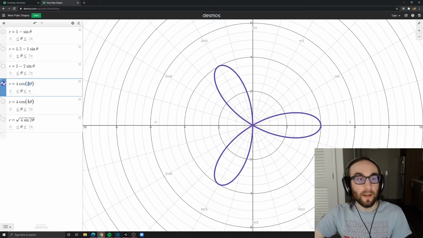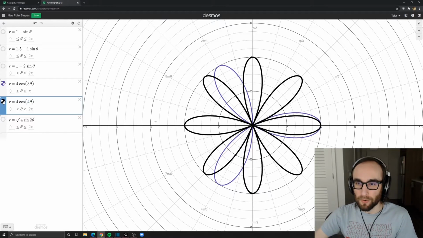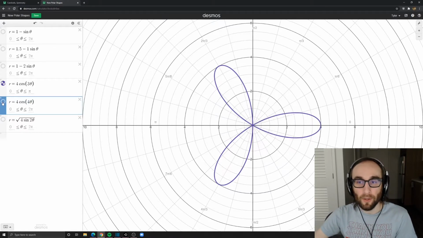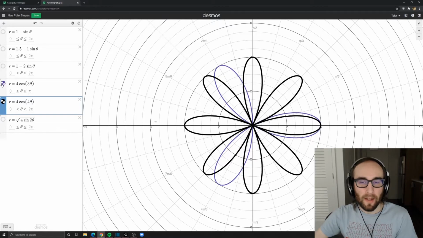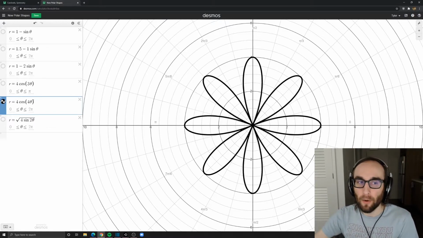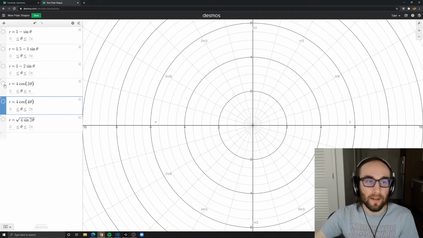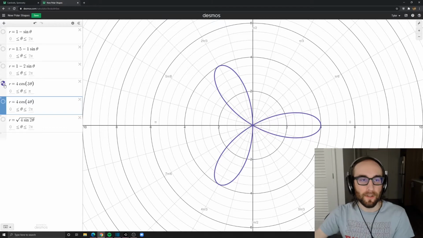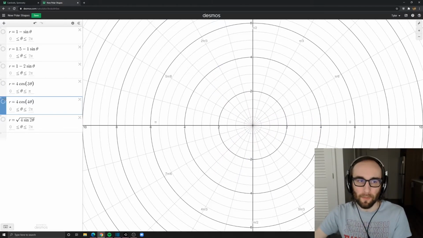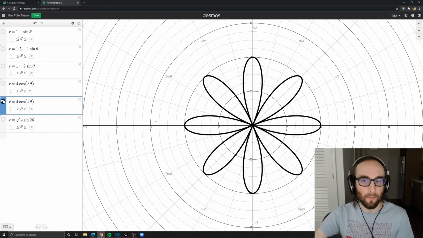If we were to increase that number to 4, however, we get a very different rose. As you can see, suddenly we end up with a lot more petals. That's because if we have an even number, we actually have twice that number of petals. Here we have 4 in front of theta, and we end up with 1, 2, 3, 4, 5, 6, 7, 8 total petals. So if n is odd, we end up with that number of petals. If n is even, then we end up with 2n petals.